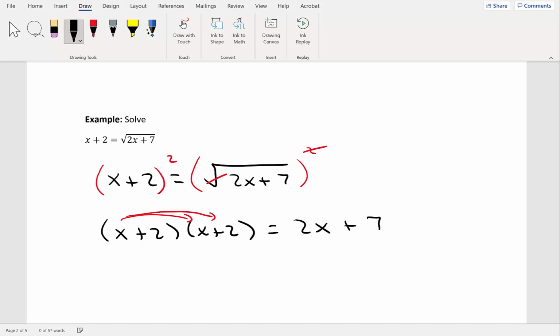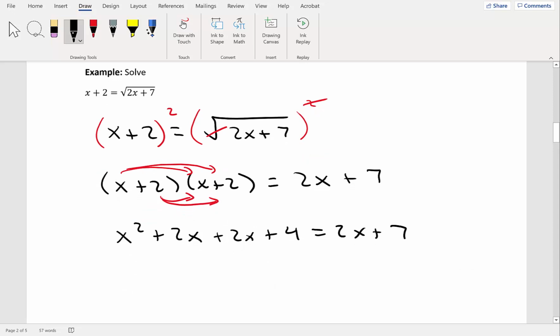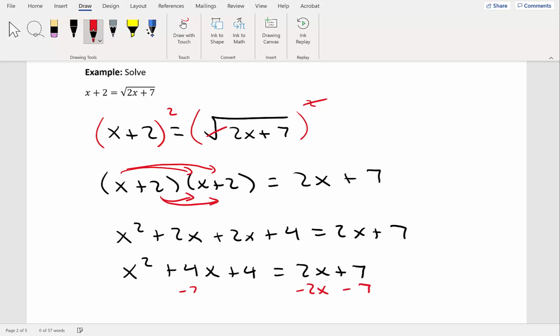Okay, so first, x times x gives me x squared. X times 2, I get 2x. Now let's go ahead and distribute out this 2 to both of these terms. 2 times x, I get 2x. 2 times 2, I get 4. Now let's continue to simplify it. I can combine like terms. I get x squared plus 4x plus 4 is equal to 2x plus 7. Now, since my equation, I have an x squared. I want to get one side equal to 0. I want to get it into standard form.